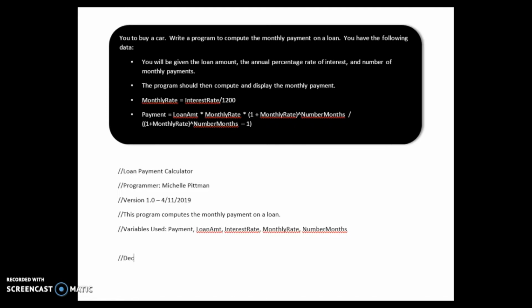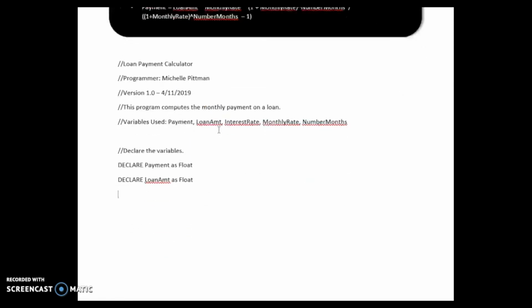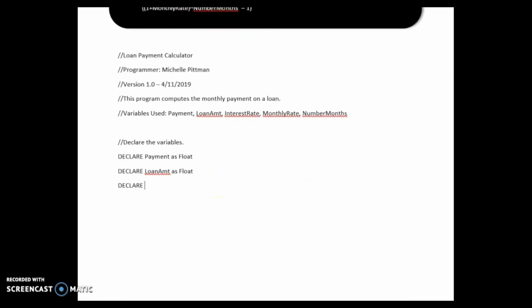So commenting is important. Now we're going to declare the variables. Declare payment as float. Declare loan amount as float. I'm going to declare all of these as floats. Interest rate as float. Declare monthly rate as float. Declare number of months as float. All right, so I already have my variables. This is what's going to store my information.